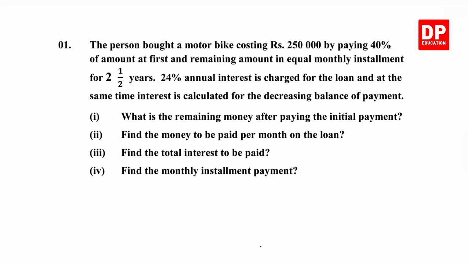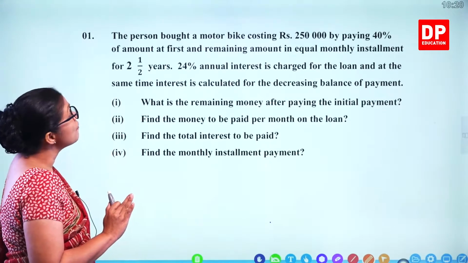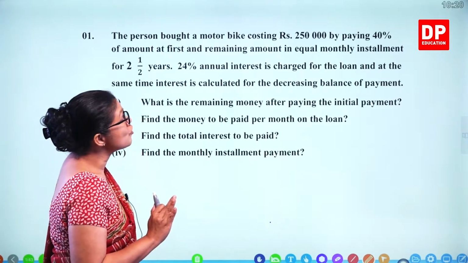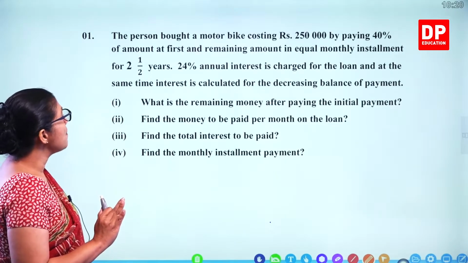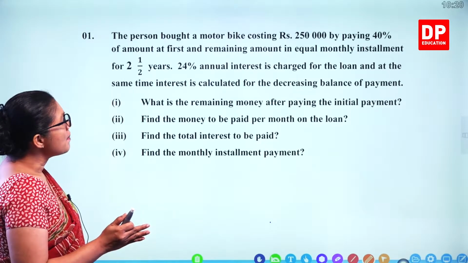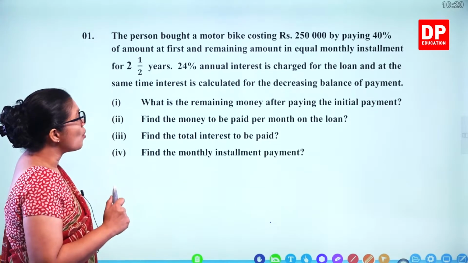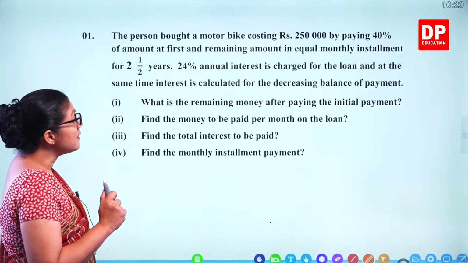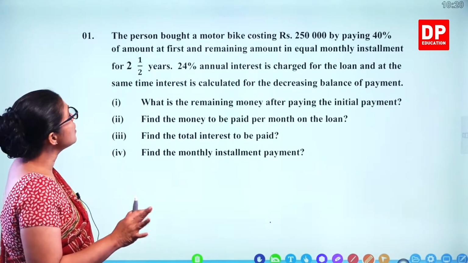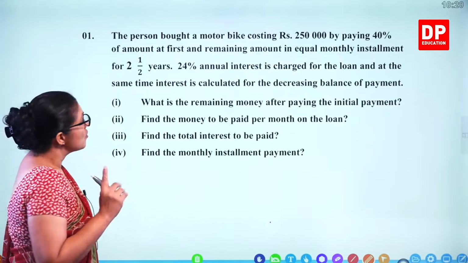Question number 1. A person bought a motorbike costing 250,000 by paying 40% of the amount at first and the remaining amount in equal monthly installments for 2.5 years. 24% annual interest is charged for the loan, and interest is calculated on the decreasing balance. What is the remaining money after paying the initial payment? Find the money to be paid per month on the loan, find the total interest to be paid, and find the monthly installment payment. So this is all about percentages. There are 4 parts, so we'll do them separately.